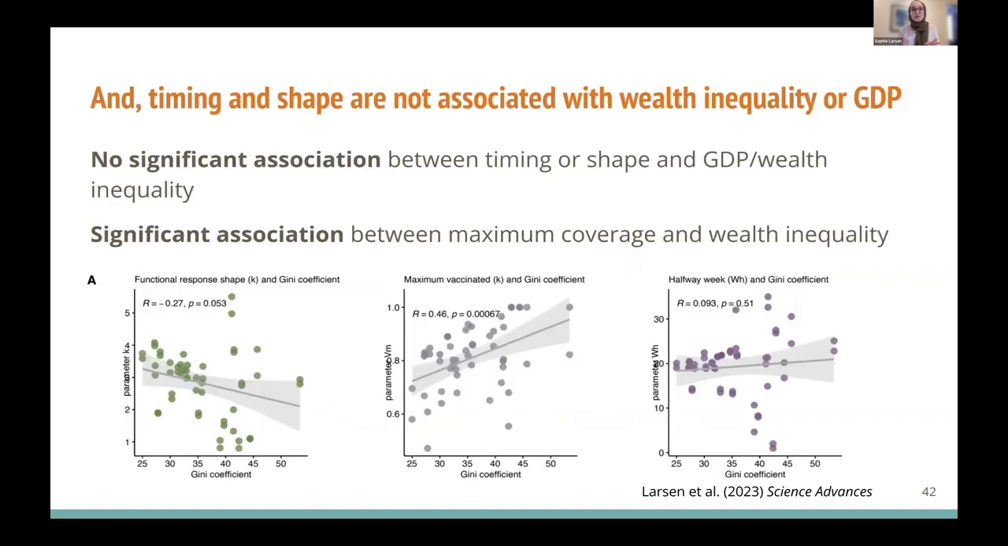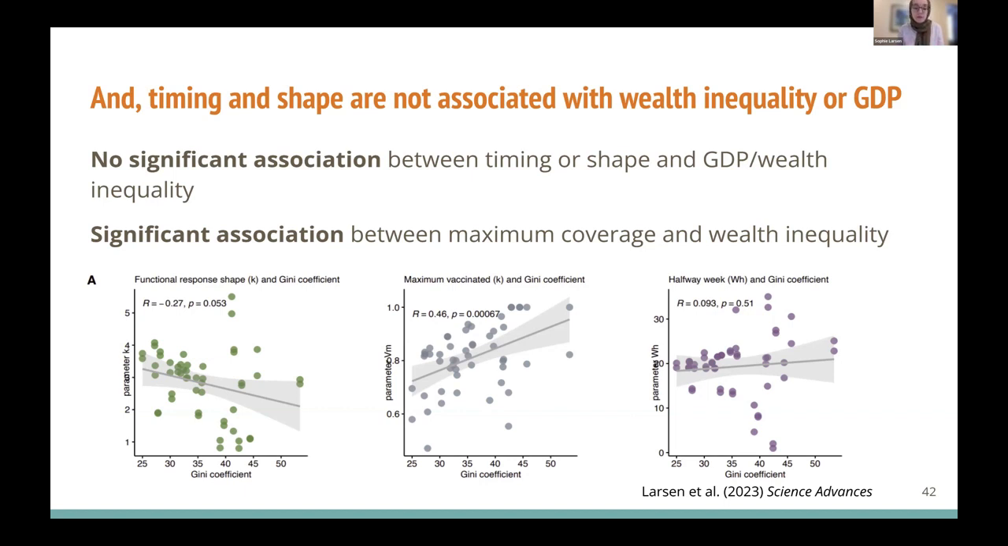And what was especially surprising to us, we saw this and we thought, well, okay, but how realistic is it that I can tell a country, change your vaccine shape? But what we actually saw is that there's no significant association between timing and shape and GDP or wealth inequality. But there's a significant association between the maximum coverage and the level of wealth inequality in a country.